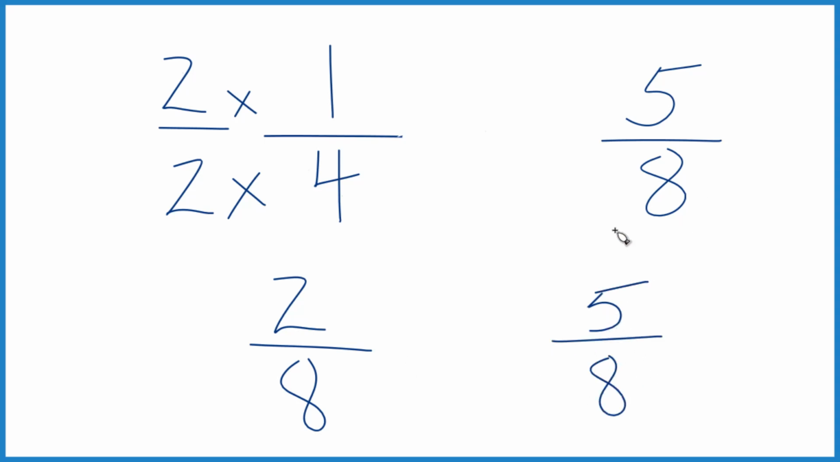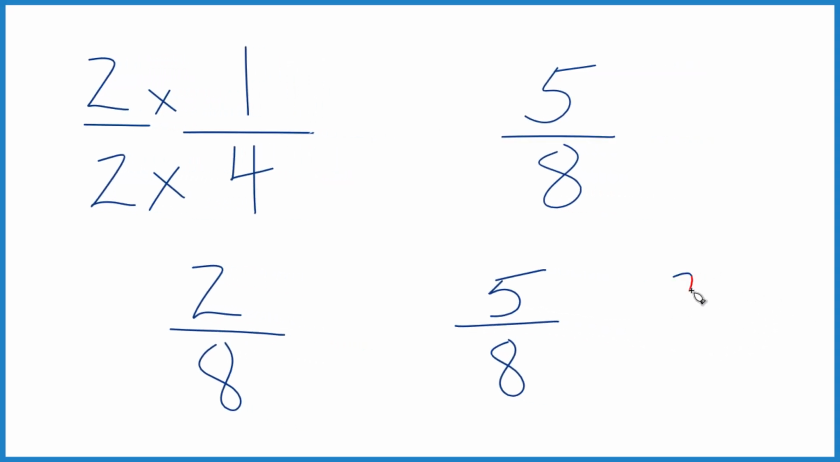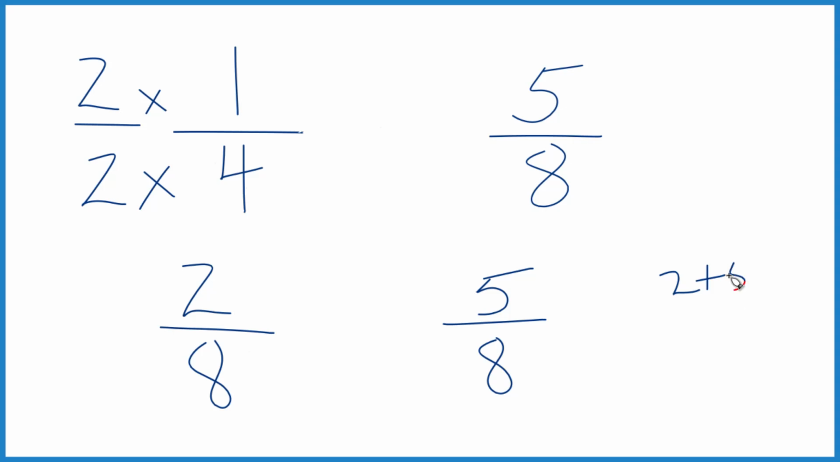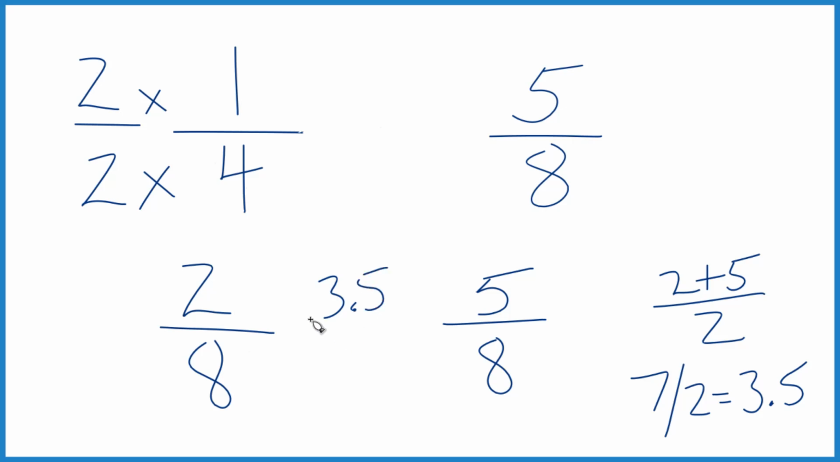So really, what I need to figure out, we can ignore the 8 since they're the same. What number is between 2 and 5? Probably the easiest way to figure it out is 2 plus 5, and then just divide it by 2. So 7 over 2, which equals 3.5. So now we have 3.5 over 8, and that's the fraction halfway between 2/8 and 5/8.